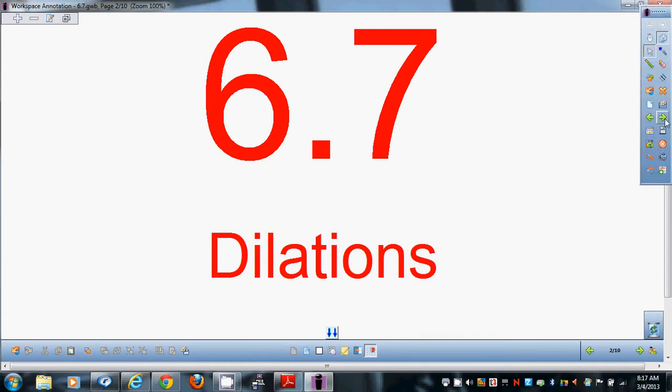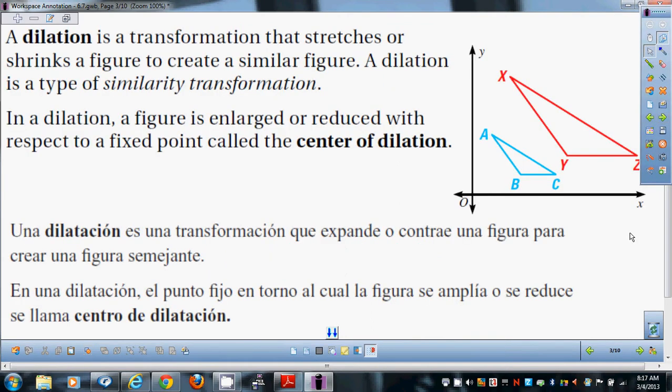6.7. Your first piece of vocab. A dilation is a transformation that stretches or shrinks, which will actually be called an enlargement or a reduction. And every dilation has a center of dilation, although that's not really going to be a huge focus today. But nonetheless, it's important to know, every dilation has to be centered around something. Pretty much every dilation we do will be around the origin.